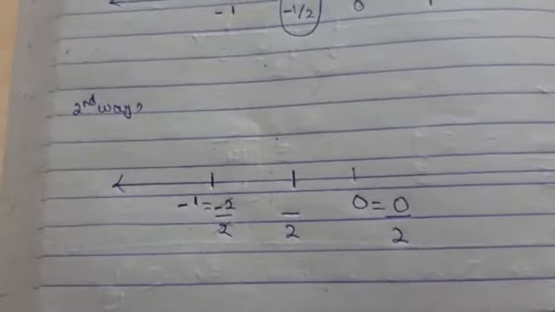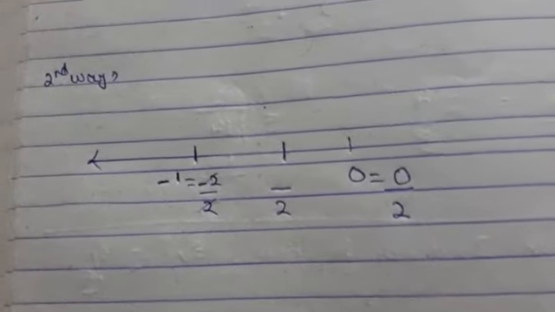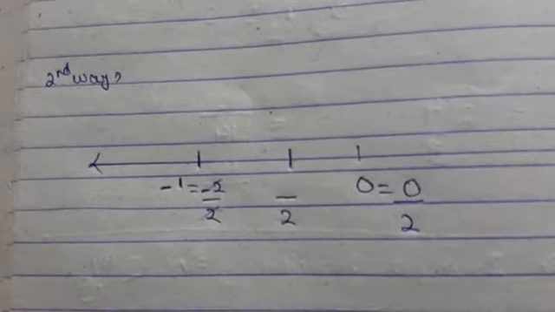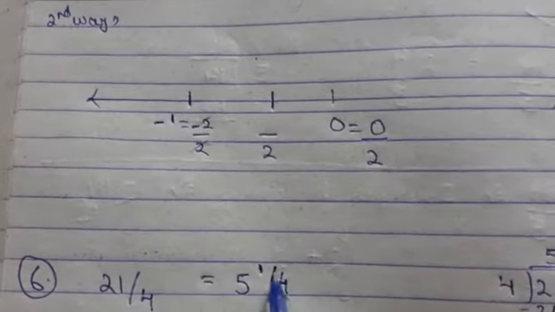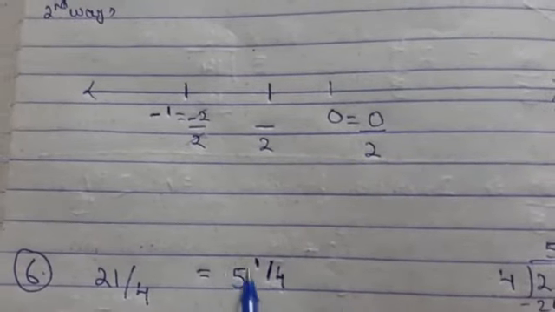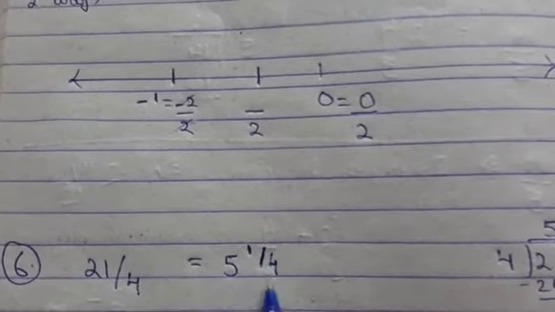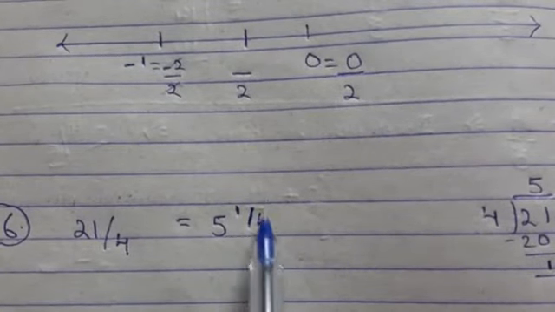5 whole number 1 upon 4. Now, I told you that any positive rational number, any proper fraction, lies between 0 and 1. Now, if you see this 5 1 by 4, this 5 is known as the integer part and this 1 by 4 is known as the fractional part. I told you in yesterday's lecture.